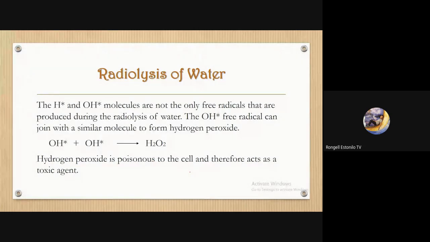So the H free radical and the OH free radical are not the only free radicals produced during radiolysis of water. Here, the OH free radical can join a similar molecule to form hydrogen peroxide. So two OH free radicals produce two oxygens and two hydrogens, H2O2. Hydrogen peroxide is poisonous to the cell and therefore acts as a toxic agent. So that can happen in the human body.